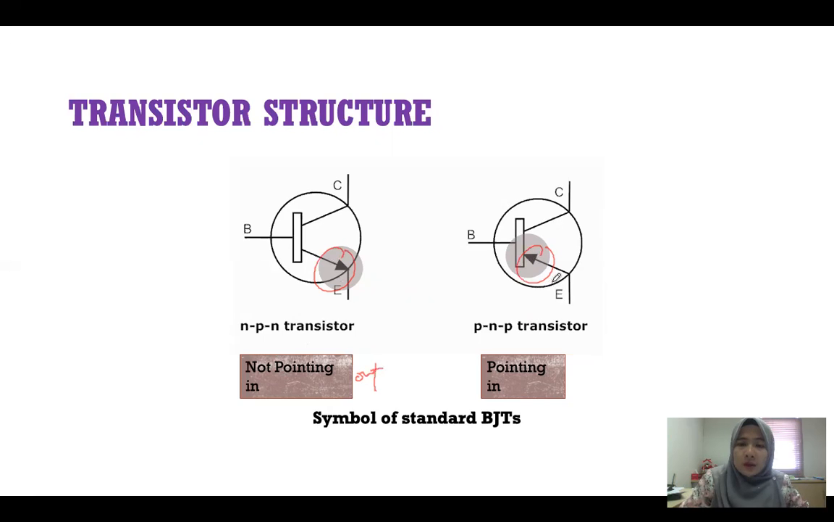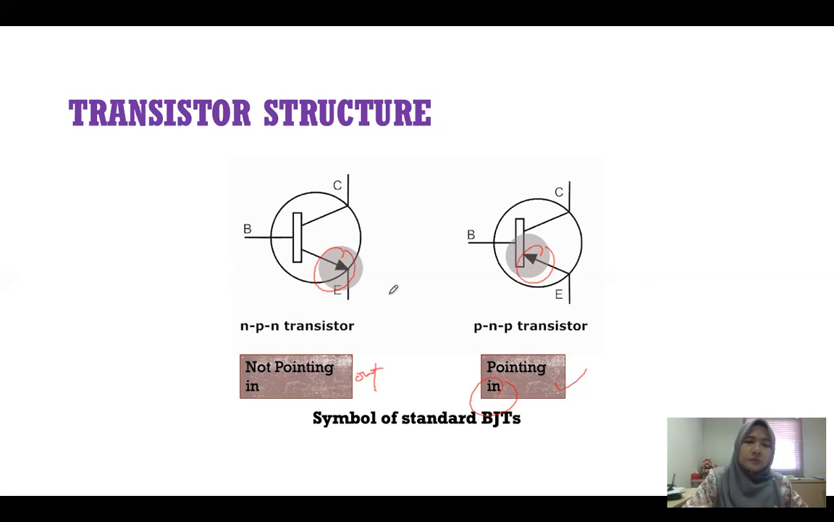For the PNP, the arrow is pointing in. Okay, and you must make sure that the arrow is always located at the emitter. This is the emitter. So you must be able to differentiate. For example, given a circuit, given a transistor symbol, you must be able to differentiate whether this is an NPN transistor or the PNP transistor based on the arrow.